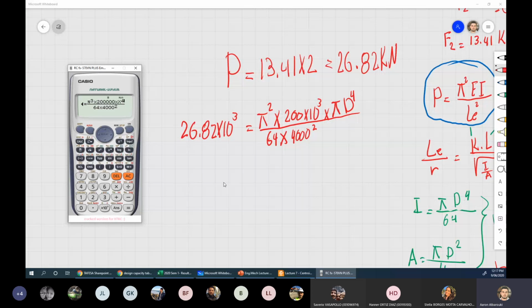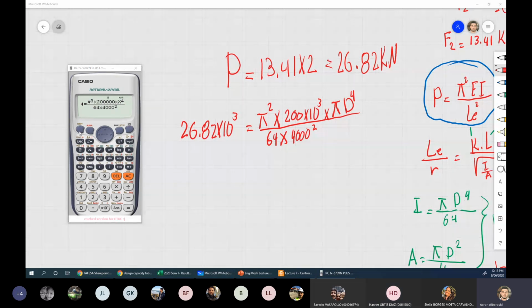Who's asking? Why did you put pi square rather than pi cube? Sorry, pi cube instead of pi 2. Pi cubed, yeah, because I've got pi here and pi here. I thought it was just easier for me than writing it twice. Yeah, it's okay. Thank you.